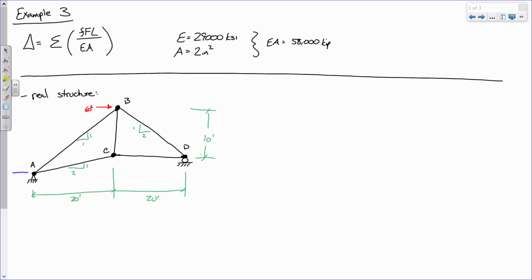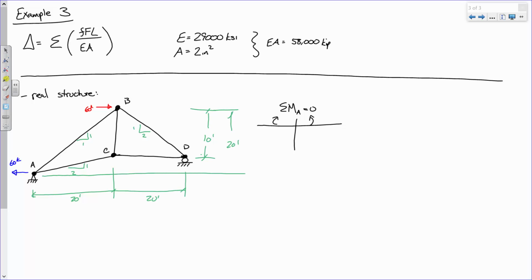Well, I can tell you right now, I know what that reaction is. What is it? 60. All right? What I'm going to do is sum moments at A to determine the reaction at D. So let's sum moments at A. Now I've got 60 kips acting at a moment arm of, I think this whole distance from here to here, that's 20 feet.